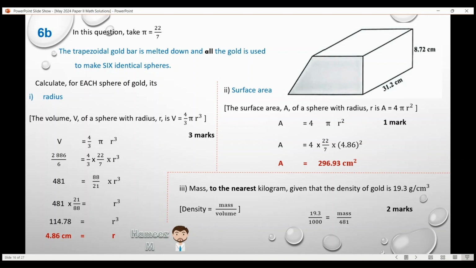We don't know the mass, we have to work that out. But we know the volume. From part 1, on the third line, we saw 2,886 divided by 6 is 481. So we know the volume in centimeter cube. So when we have this, we can now find the mass by just carrying 481 across and multiplying. And our answer will be 9.28 kilograms. And that will be the mass of one sphere of gold.